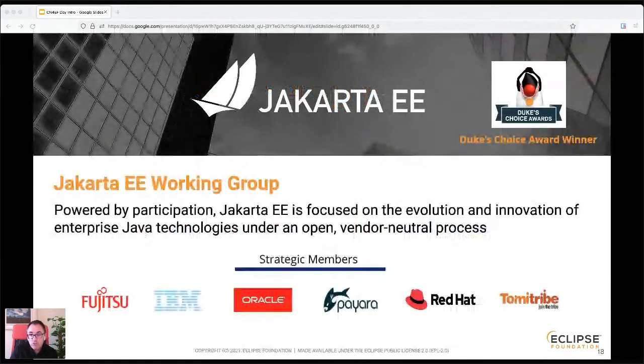So the Jakarta EE working group seeks to drive cloud native mission critical applications and build upon the decades of Java EE experience of real world deployments and development. It's got quite a few members in the Jakarta EE working group, and you see some of them on your screen right now, from organizations large and small.